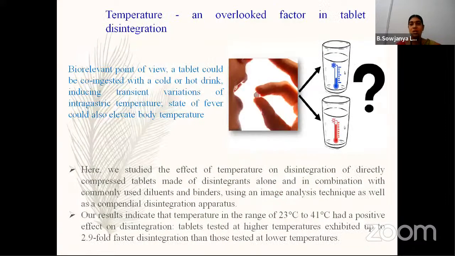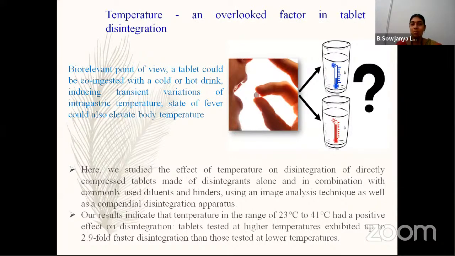The temperature also plays an important role in tablet disintegration. Some people take the tablet with cold water, chilled water, or maybe a cool drink. That's not a good practice for taking a tablet. Mostly, warm water is sufficient to take the tablet.